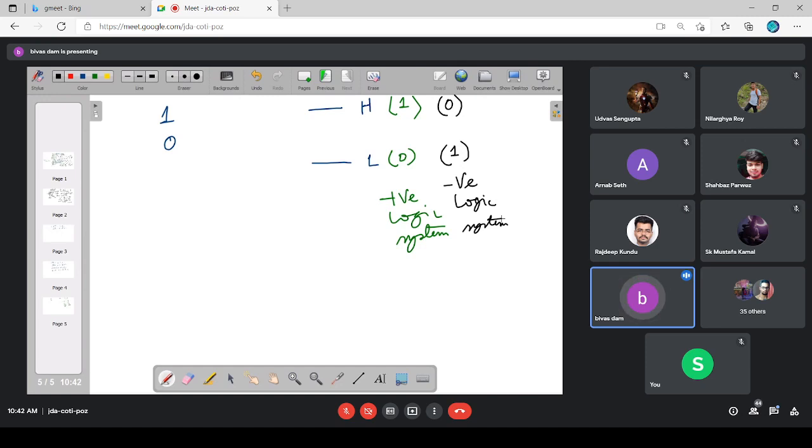If nothing else is mentioned, we'll consider that the logic system being used here is the positive logic system. Fine. Is it clear up to this point? Yes, sir.